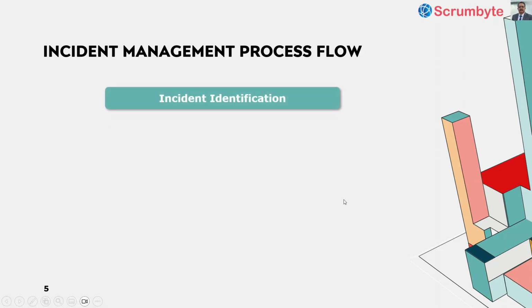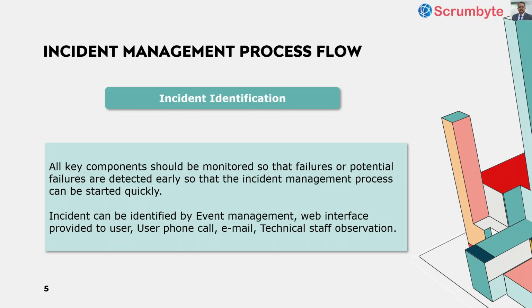The first step is incident identification, and let's look at what exactly this means. Here, all the key components should be monitored so that failures or potential failures can be detected early, and the incident management process can start.